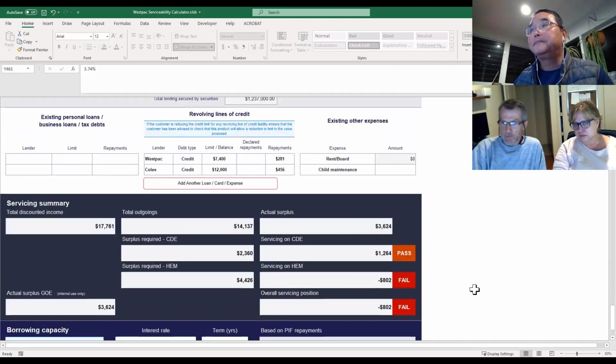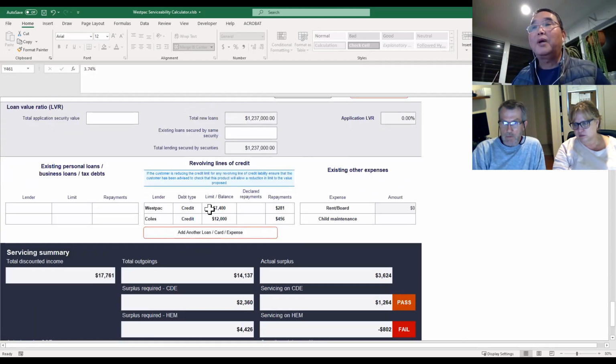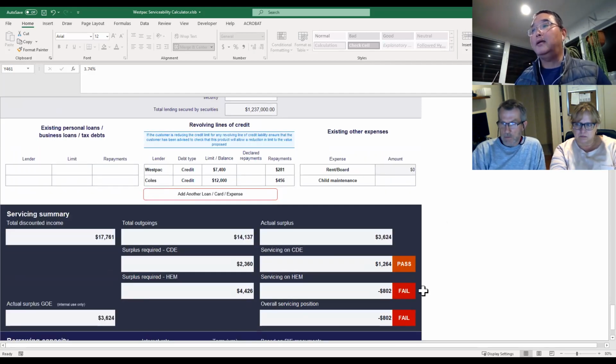Now we have a minus $800. Now we have two credit cards, 7,400 with Westpac and 12,000 with Coles. So this is the minimum, the nominal repayment is calculated, 281,456. So that's a common situation. If you take interest only, we are short about $802.